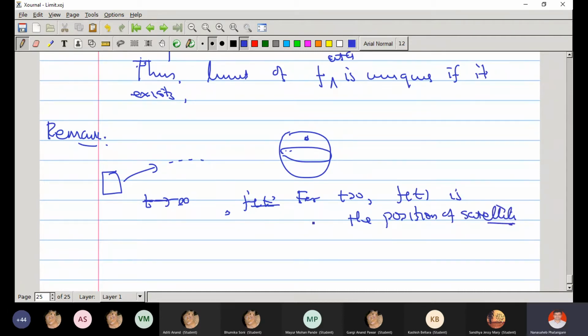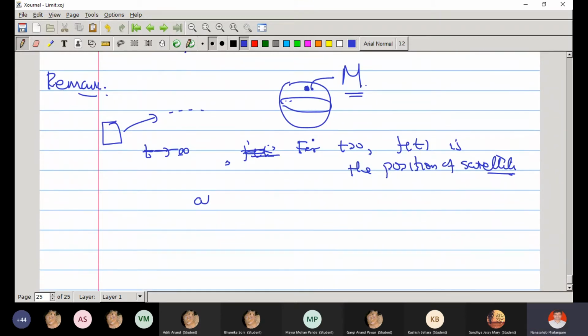at time t equal to 1 hour, what is the position? That is the value of the function at t. So I am defining a function. Do you understand? It is a function. Yes, sir. So for some time t, f(t) is the position of the satellite. And if this is your particular place m, this is the place where you expect that the satellite will land. This is your expectation. So scientists have made the calculations, and they expect the satellite will land at this place.